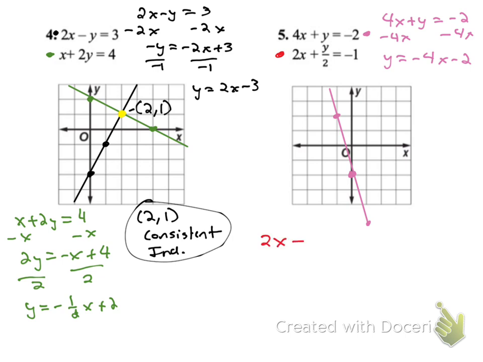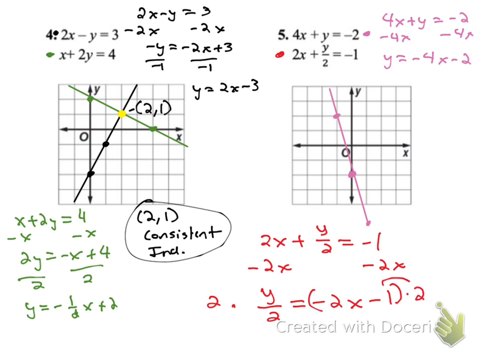Now for my second equation, I subtracted 2x, which left me with 1/2 y equals -2x minus 1. And then from there, I multiplied by 2 to isolate the y, which gave me y equals -4x minus 2. So they have the same slope, same y-intercept, so another consistent dependent there, okay?